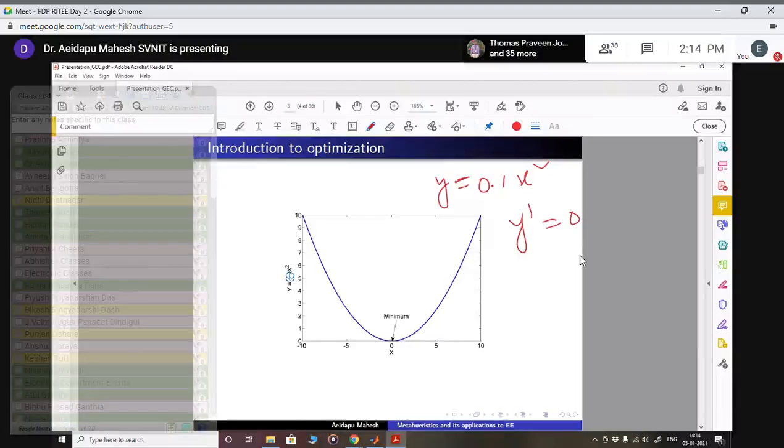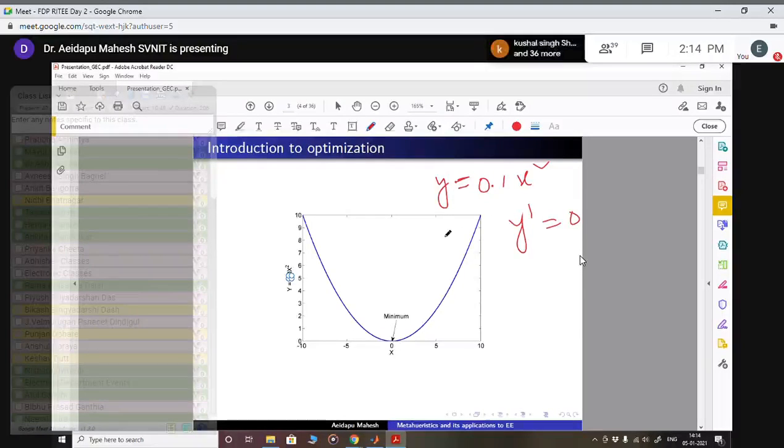So everybody has done this maximization and minimization in your plus 2 or in your BTech. Everywhere, you can find the maximum or minimum of a function by simply differentiating and equating to 0. This is fine as long as you have only one minimum. There is no problem; this can be achieved with differentiation.